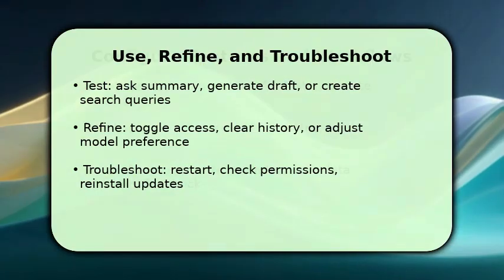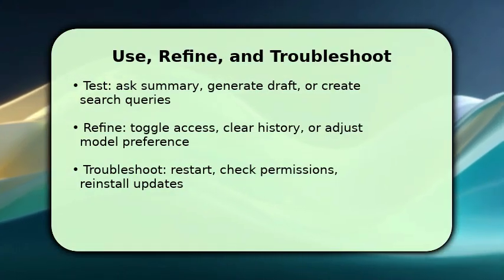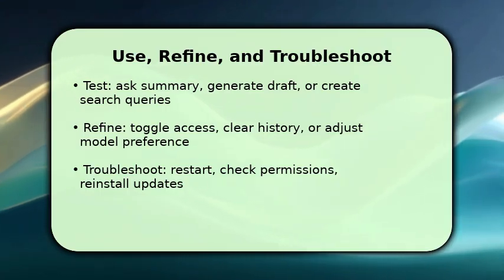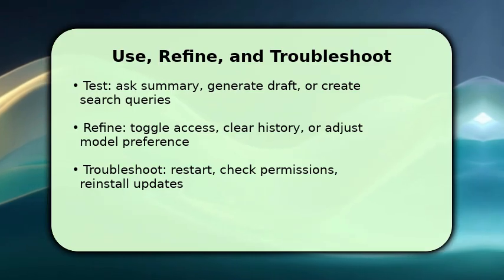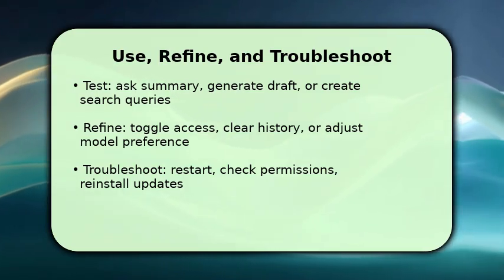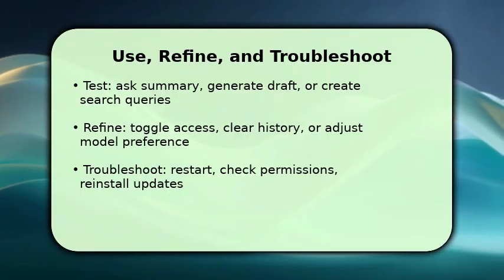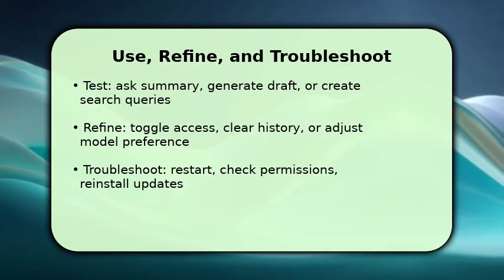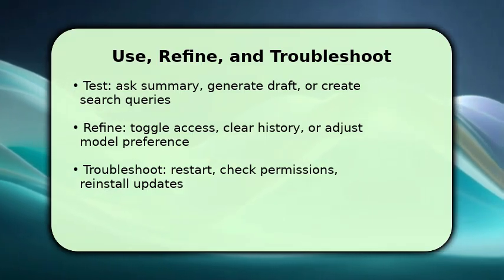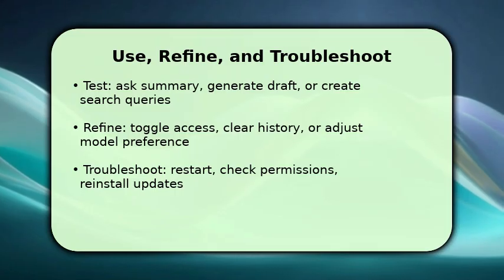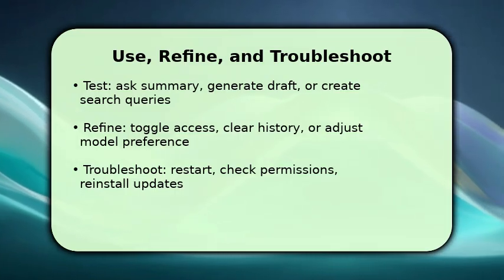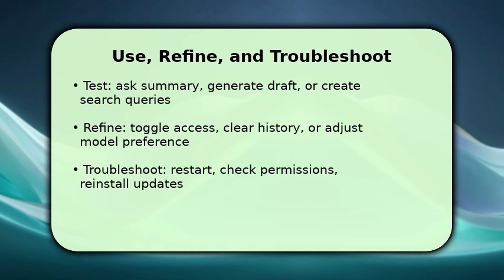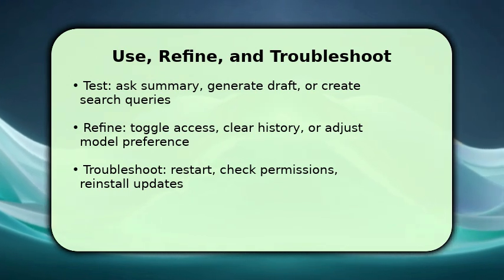Finish by using Apple Intelligence in real tasks and iterating quickly. You might ask for a summary of a long email, draft a reply, or have it generate search queries in Safari. Watch where it pulls context so you can refine access. Once done, tweak settings, disable specific app access, or clear history to reset behavior. If things go wrong, restart your Mac, confirm system settings permissions, and reinstall pending macOS updates. That typically resolves model stalls or missing suggestions without losing your custom setup.